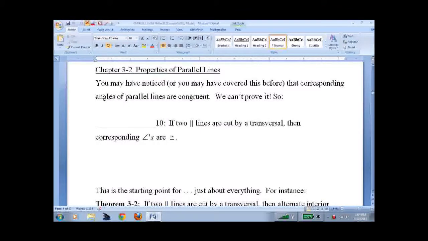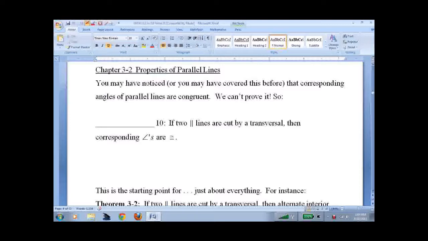Lesson 3-2, properties of parallel lines. This is kind of where things start getting more complex, not more challenging, just things are going to expand exponentially from here. Once you have parallel lines, we've done a lot of groundwork with postulates and theorems and proofs and deductive reasoning and just basic stuff about angles and supplementary and complementary. Now we really get into the meat of geometry.